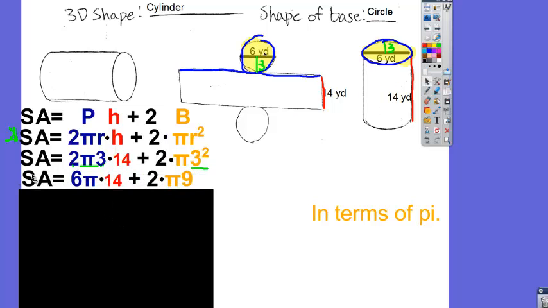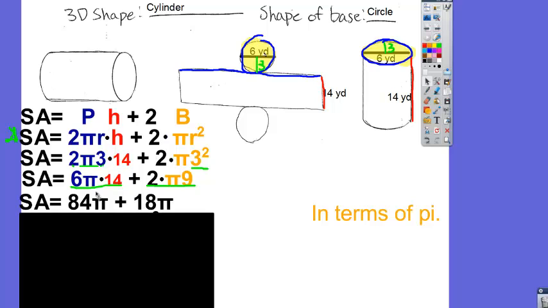So when I rewrite this, I'm writing surface area equals 6, that's the 2 times 3, times our pi, we left it there, times 14, plus 2 pi, and then 3 times 3 got us 9. So looking at this, the next thing I want to do is finish off my multiplication. So that means I am going to multiply 6 times 14. Remember, I'm going to leave my pi there. I'm not doing anything with it. I'm also going to multiply 2 times 9. So if you work out 6 times 14, you get 84. Notice my pi is still there. If you work out 2 times 9, you get 18. Pi is still there. So I'm leaving this in terms of pi. I'm not plugging in 3.14 yet.